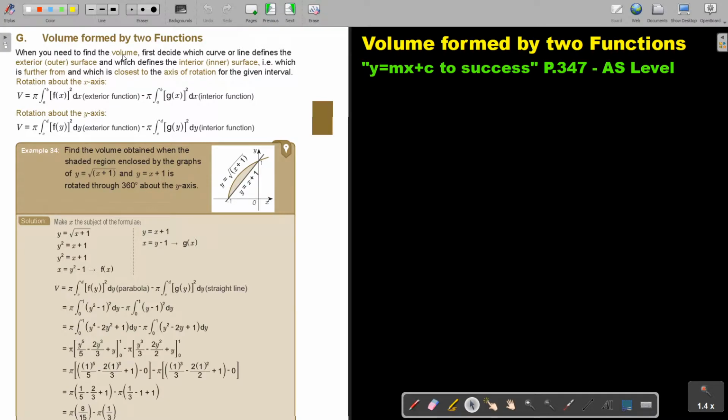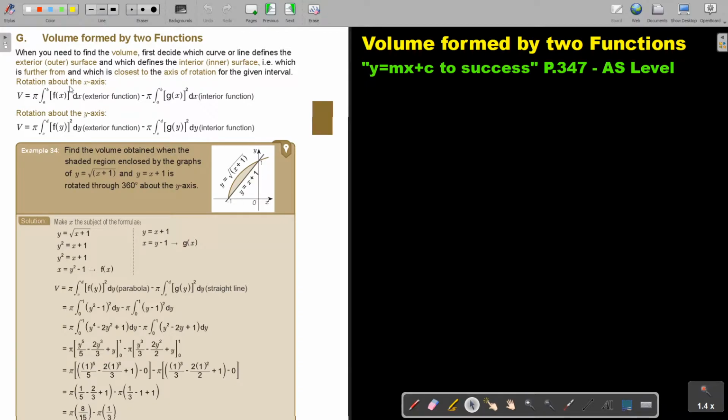When you need to find the volume, first decide which curve or line defines the exterior, the outer surface, and which defines the interior surface. For example, which is further, the outer, and which is closest, the inner, to the axis of rotation. It depends if it's x or y for the given interval.